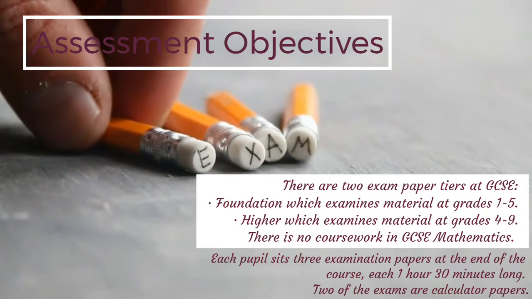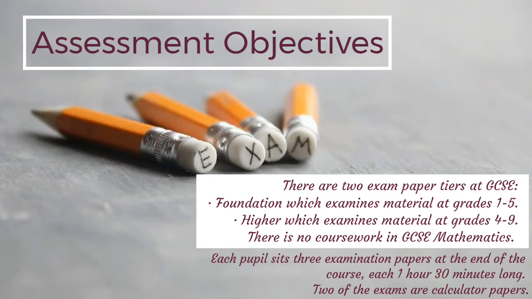So it's time for us to talk about our assessment objectives. There are 2 exam paper tiers at GCSE, Foundation and Higher. Foundation, which examines materials at grades 1 to 5. Higher examines materials at grades 4 to 9. We need to remember that there is no coursework in GCSE Maths.